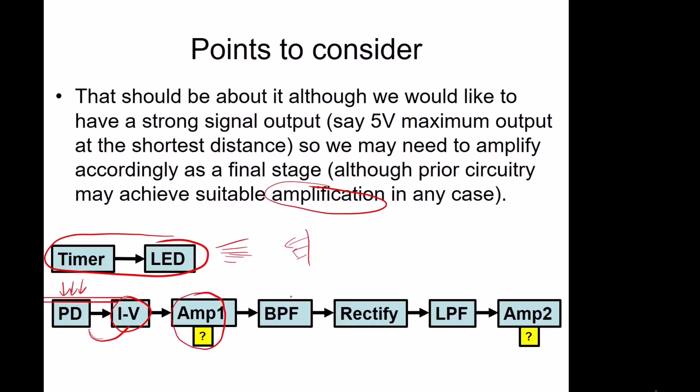Once amplified, we'll extract our signal of interest, so our LED strobed signal, using a bandpass filter. And then to measure the amplitude of that signal, we'll then rectify and low pass filter it. And then potentially as a final stage, we might want to amplify that signal again so we have a nice strong signal to then read from our sensor.